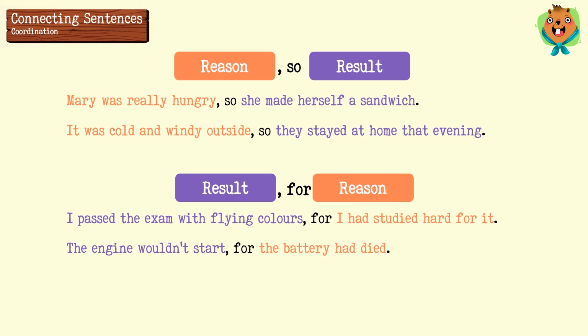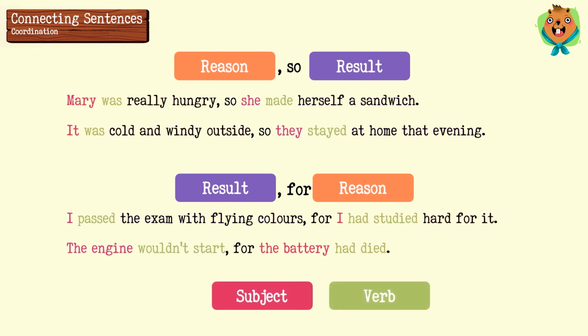Also, remember that like any other sentence in which we put ideas together using coordination, with so and for, we have subjects and verbs on both sides. We add a comma before so and for in writing, and we follow the logical order of reason and result with these conjunctions.